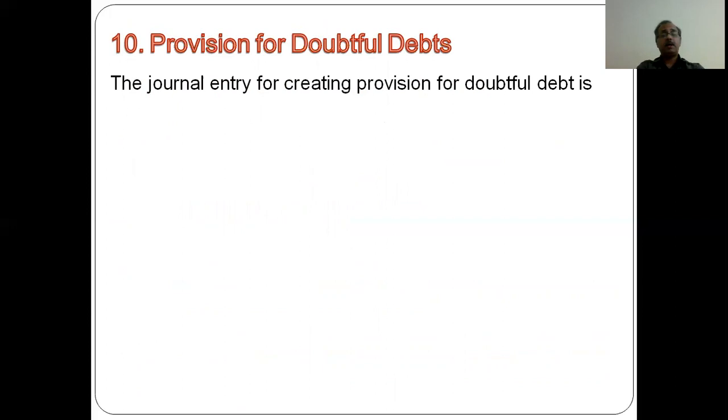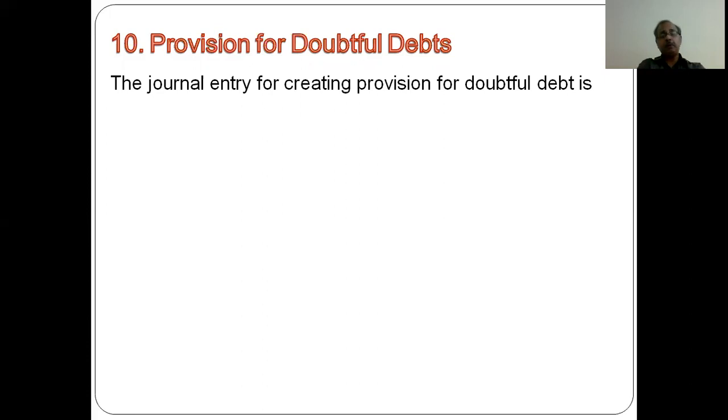Provision for doubtful debts. See, in accounting, there is one theory. That theory is called the theory of conservatism. As per theory of conservatism, we can always anticipate losses, but not profit. So that means we can always say there will be a chance of losses, but not of profit. We can't say there will be chances of profit, but we can say chances of loss.